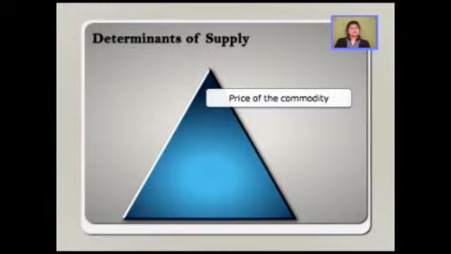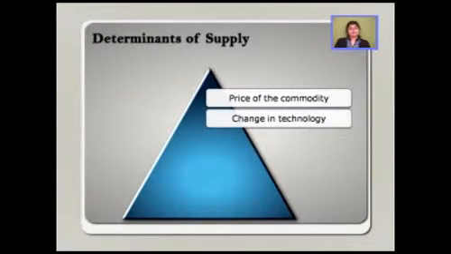First determinant of the supply of a commodity is its price, and the price and supply are positively related. As the price goes up, supply goes up. As price goes down, supply goes down. Second is change in technology. If change in technology is healthy, that means there is an improvement, this means supply will increase. If the technology becomes outdated, supply will decrease.